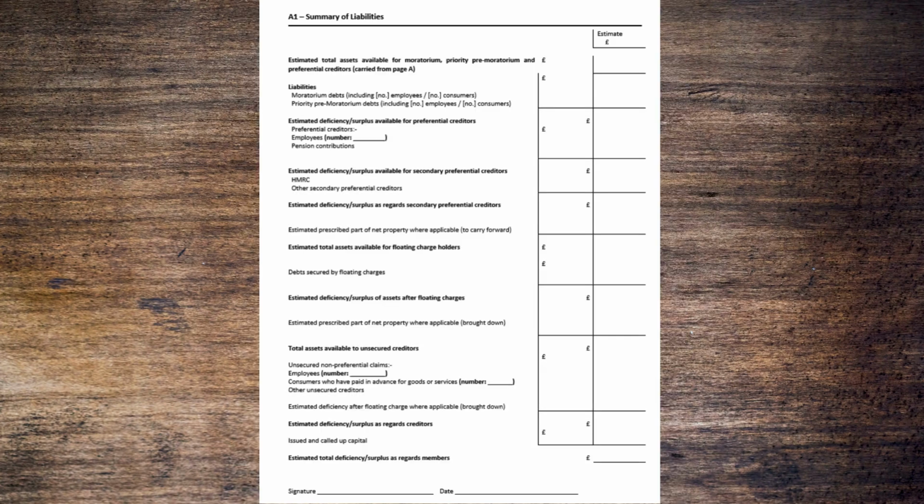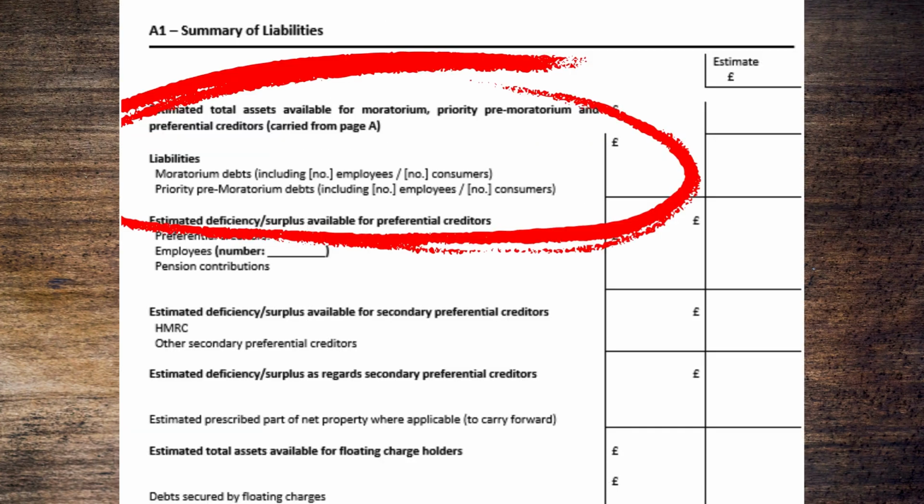The next section of the SOA is a summary of liabilities. There's quite a lot of information to squeeze in here. I've shown you the entire page just for information, but as I discuss this now, I'm just going to zoom in on each section so it's easier to see. So we start with moratorium debts.